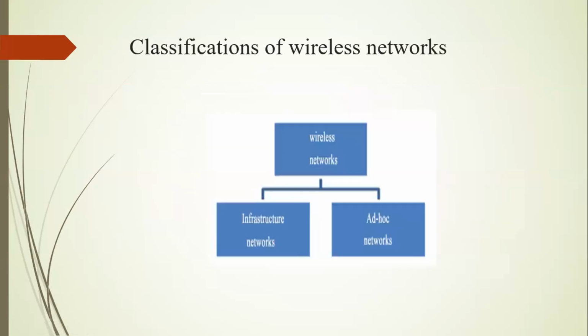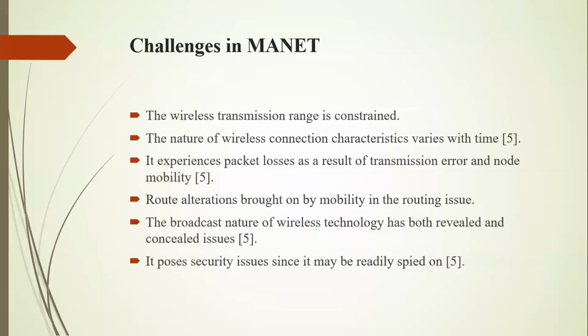Okay, wireless network: infrastructure network and ad hoc. A wireless network is mainly divided into two parts in the current scenario, infrastructure network and ad hoc network. Now, what is the meaning of infrastructure and ad hoc? Infrastructure network, okay, before that, we will discuss what the challenges of MANET are. MANET means mobile ad hoc network. We have learned wireless sensor network, wireless communication. Now, the third one is MANET.